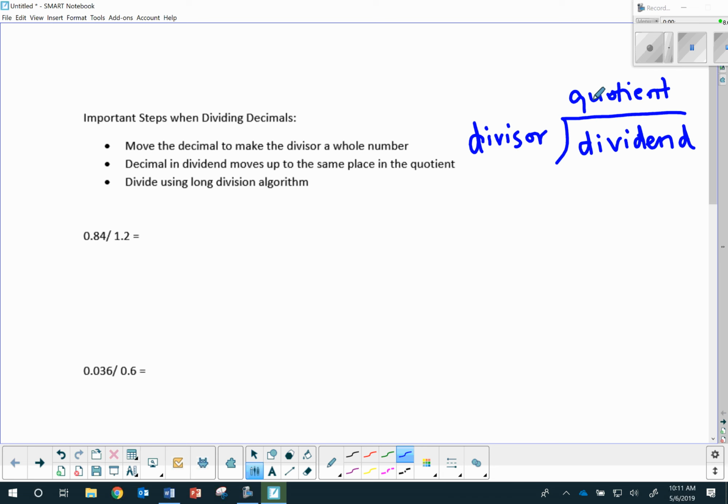So a couple things to remember. When you have a decimal in the divisor, we want to move our decimal to make it a whole number. However many places we move it within our divisor, we must also move it the same amount of places in our dividend. If we have a decimal in our dividend, we move it straight up to our quotient. So I'll do a couple of examples for you. Please be sure and follow along and take notes as I write them here.